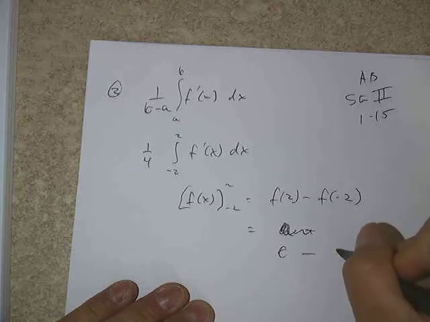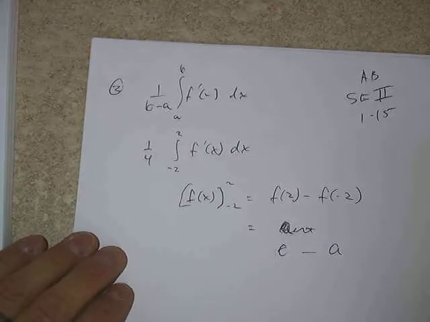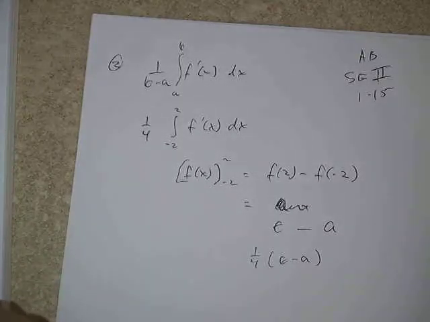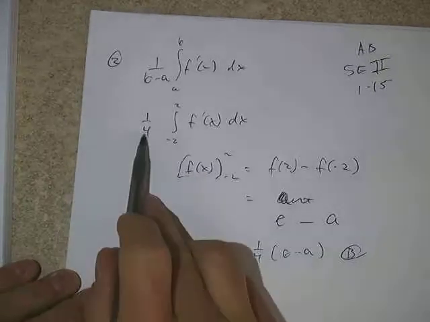So E you said? Yeah. And f of -2 is A? So ultimately the area under that curve then is E minus A. And the average value then would be a quarter times E minus A. And ultimately that matches up with which one? It's letter B.